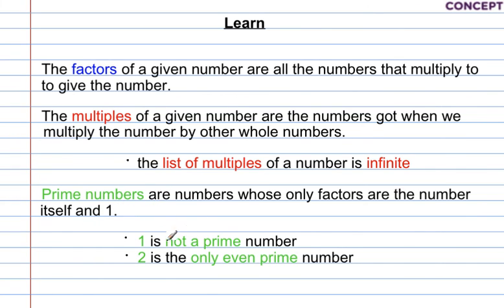And I'd just like to point out that 1 is not a prime number. 2 is the first prime number, and 2 is also the only even prime number, because 2 times 1 is 2. 1 is a special case, it's not prime. So that is the concept behind factors, multiples, and primes.